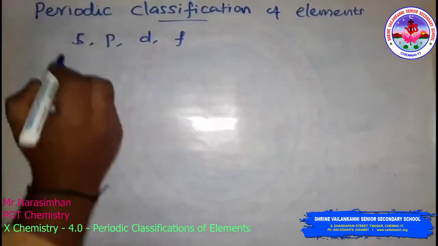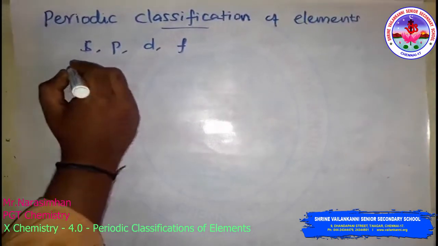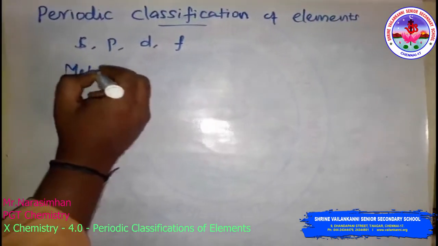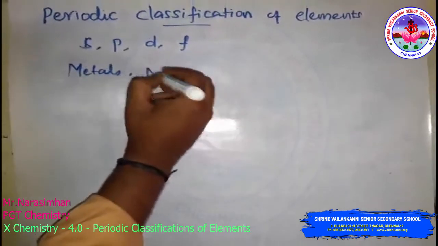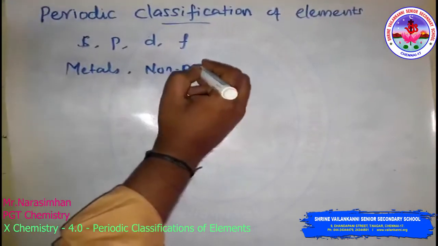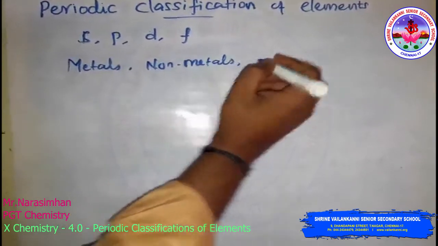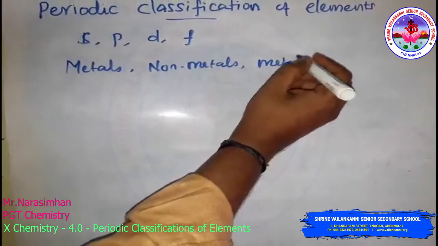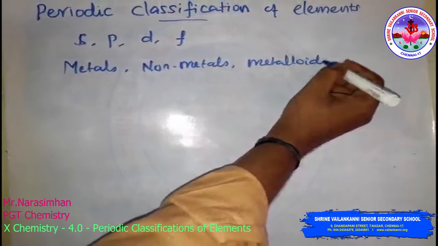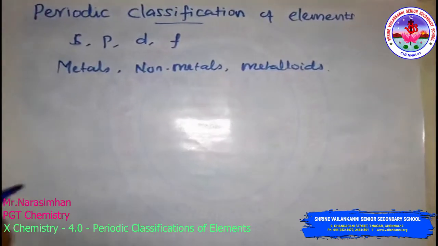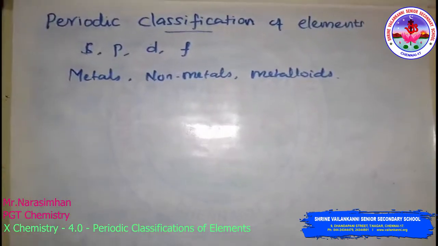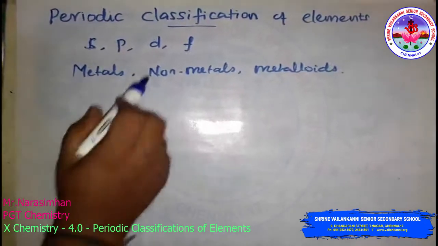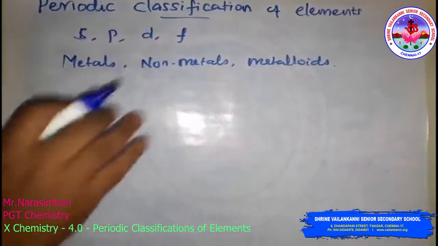This means they contain metals, non-metals and the metalloids. Based on the properties, we can arrange them here: metals, non-metals and metalloids, and see where they are present.